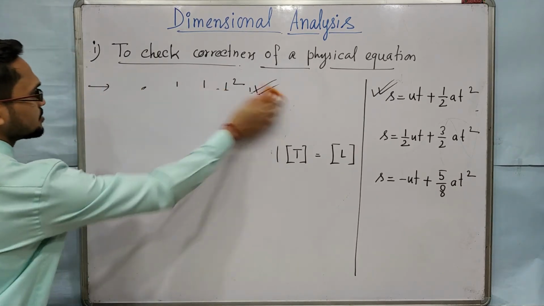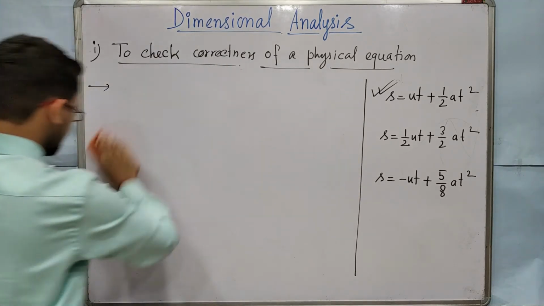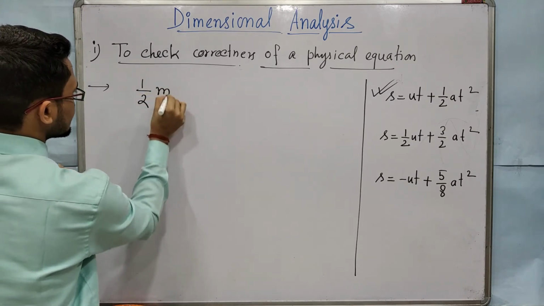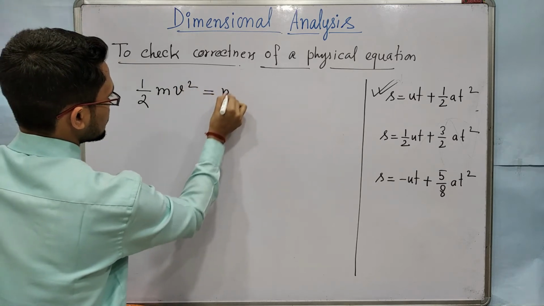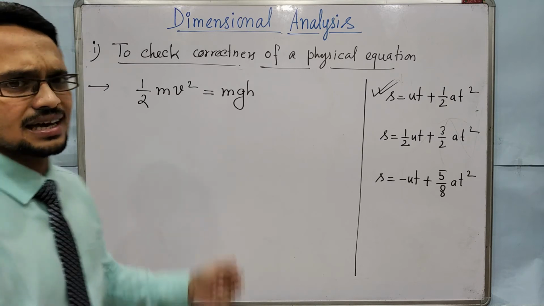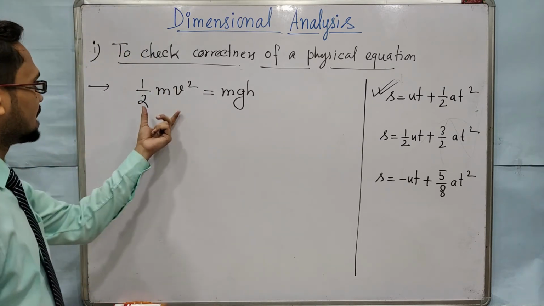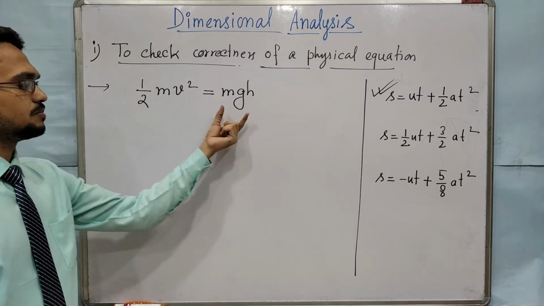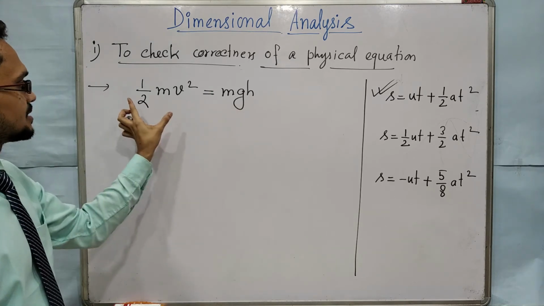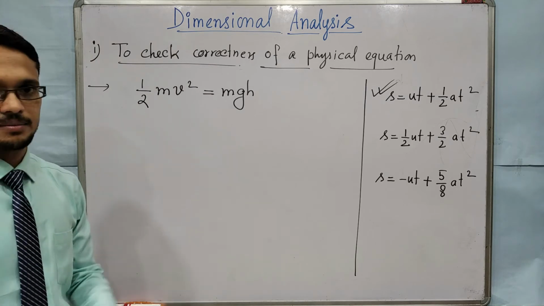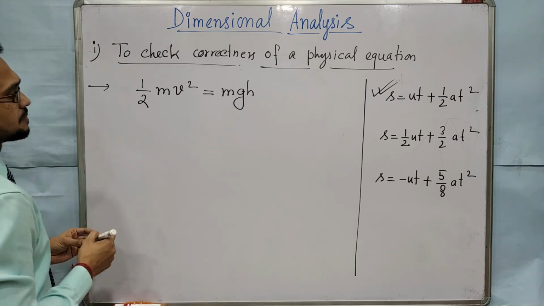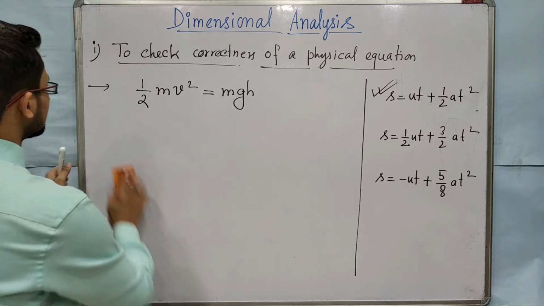Many equations you will get and you can check, like one I am giving. Half mv square, this is kinetic energy, equal to mgh. This thing you also get in class 9 or 10, I think. Half mv square equal to mgh, kinetic energy equal to potential energy. Here also you can check and tell whether this equation is dimensionally correct or not. So this is the first application.